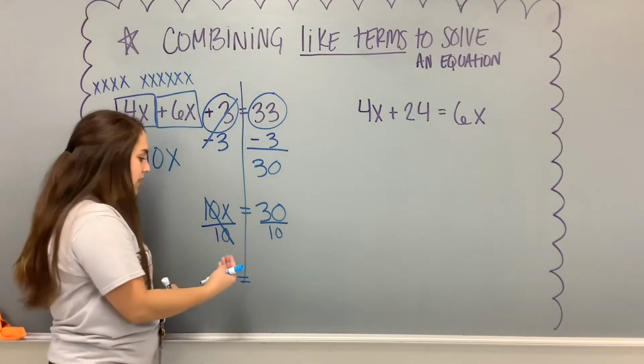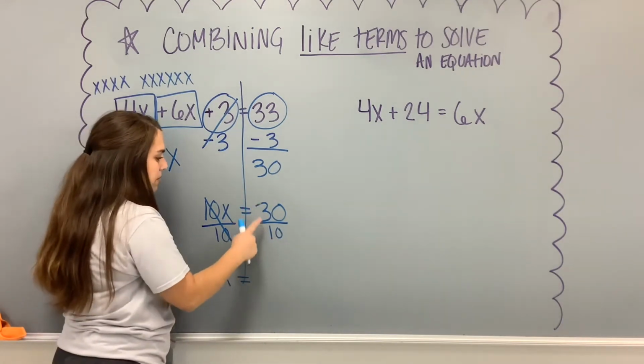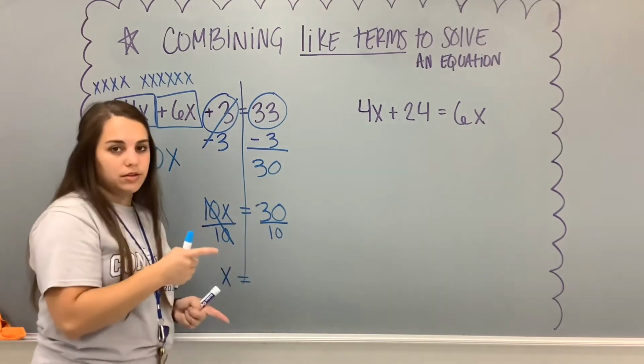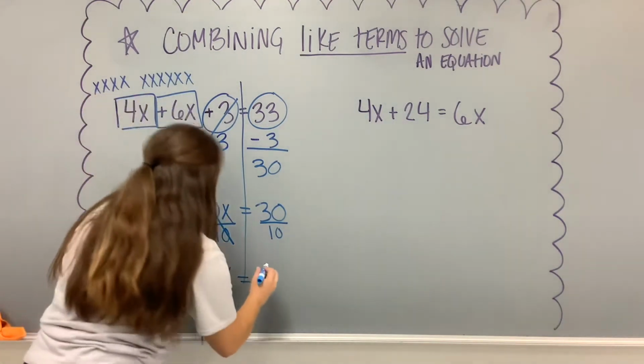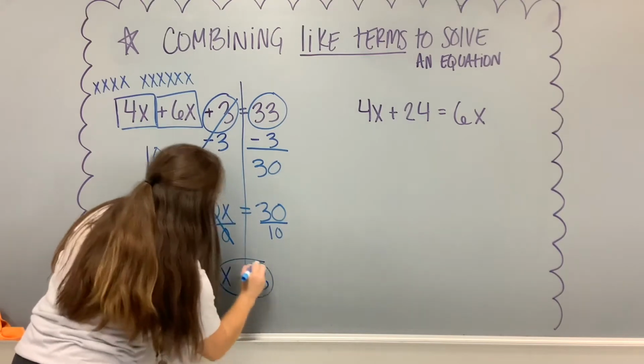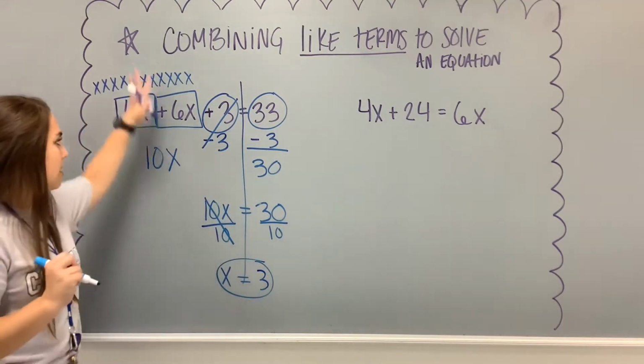Just like normal, divide by 10 on both sides. Remember, this is a division problem. Even though it looks like a fraction, we're technically reducing our fraction. 30 divided by 10 is 3, so x equaled 3 on that equation.